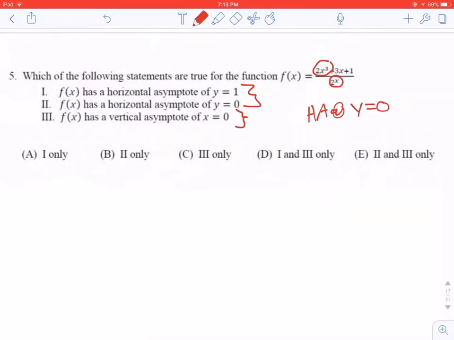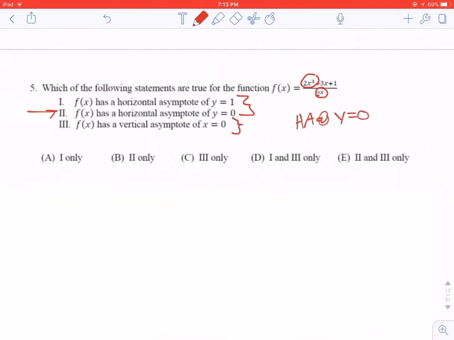Horizontal is y. So we know that 2 is correct. We know 1 is not correct. So any answer that mentions a horizontal asymptote at y equals 1, or the answer 1 I should say, is automatically wrong. So now we're left with parts B and C. B says 2 is correct. C says only 3 is correct. Well, we know 2 is correct, so it has to be this.